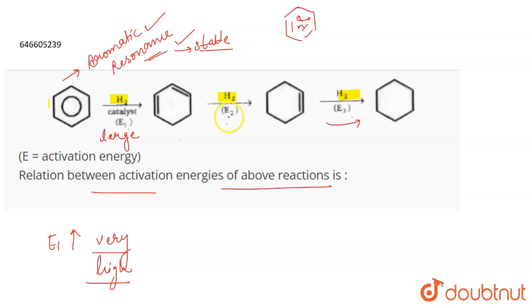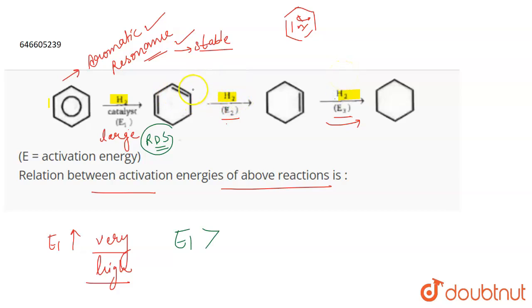Now for each successive step, the energy will not be that vigorous, right? The energy required for the first step is very vigorous, and it is also going to be the rate determining step of this reaction. It is also a very, very slow step because it takes a long time to break the bond and add hydrogen to it, to destroy the aromaticity. So E1 is going to be very, very large, whereas in the successive steps the energy required will not be as much.